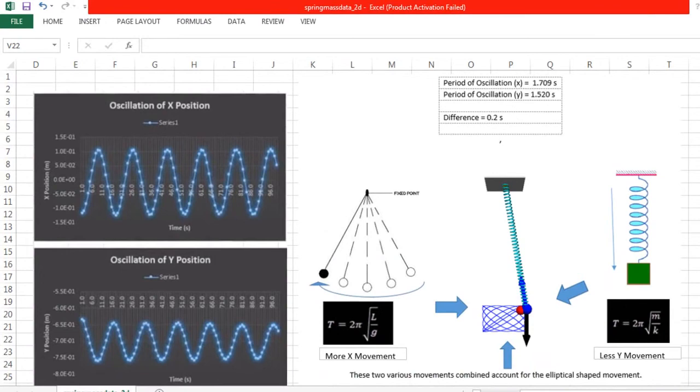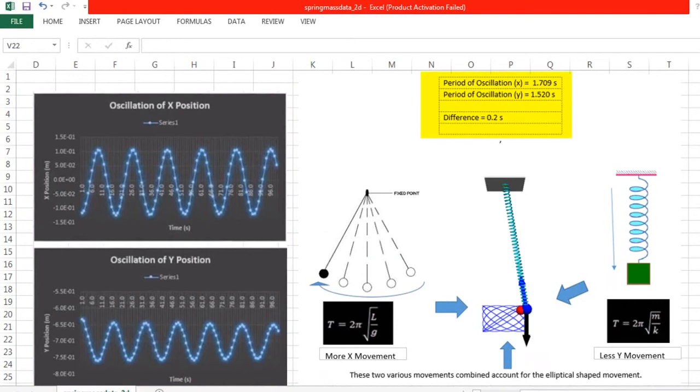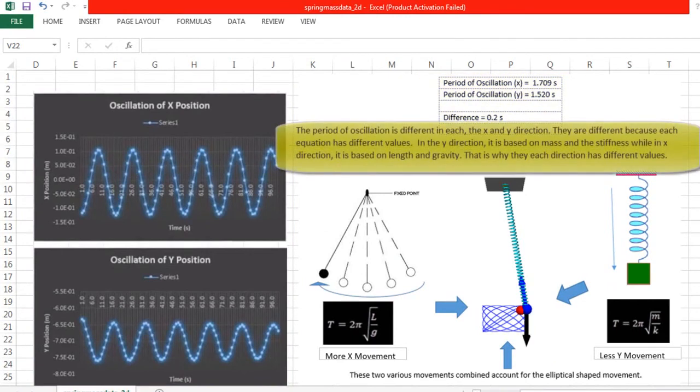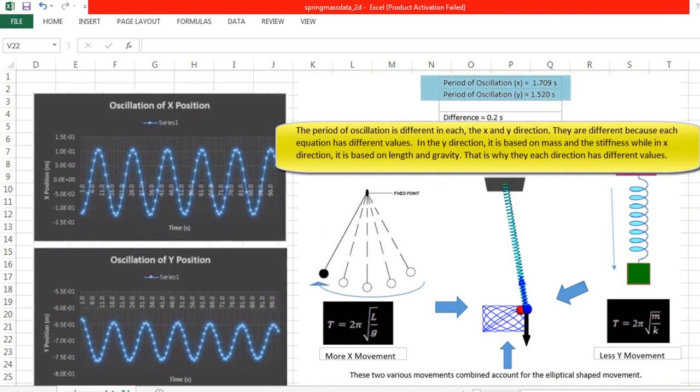Question 2. These are the two oscillation graphs. The period of oscillation for x is 1.7 seconds and for y it is 1.52 seconds. It is clear that the x and y oscillations differ by 0.189 seconds. This is because, as seen here, the motion of the spring is elliptically shaped and slanted downwards. The figure on the right explains this a little better. This shows that it takes more time to move one cycle in the x direction than in the y direction.